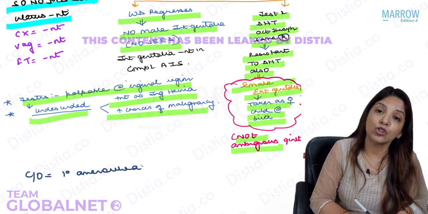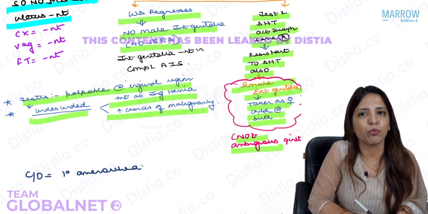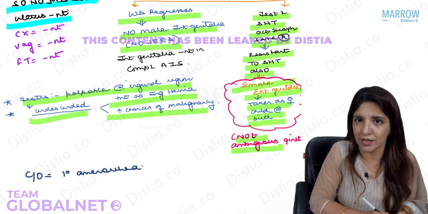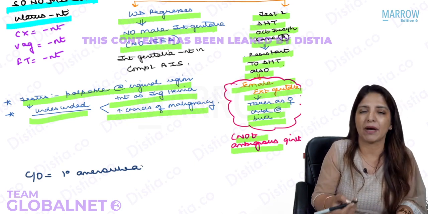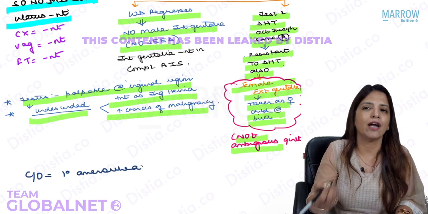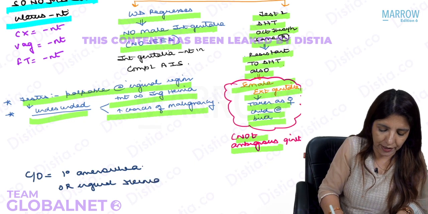In Swyer syndrome, because breast development was not there, the complaint was primary amenorrhea or delayed puberty. Over here, the complaint will be primary amenorrhea. The breast development is proper and they are going to say that menarche hasn't come till yet, right? Or they can come to you with a complaint of inguinal hernia.